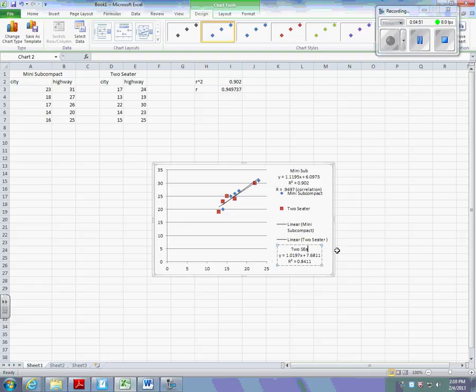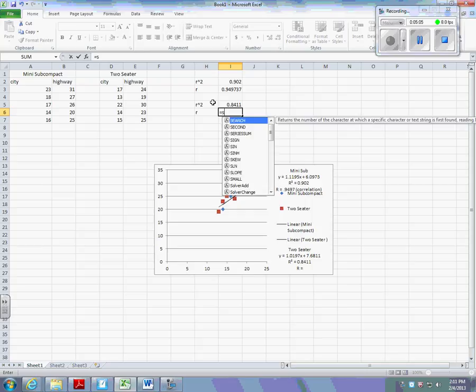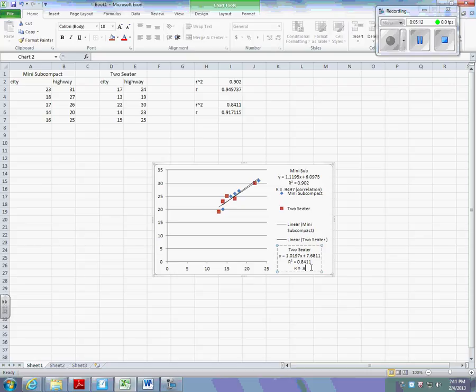In here, we're going to call this the 2-seater so we know which one it is. We're going to come down here and say, all right, if r squared is 0.8411, then the r that I care about is just going to be the square root of this number, 0.917. And that again is our correlation.